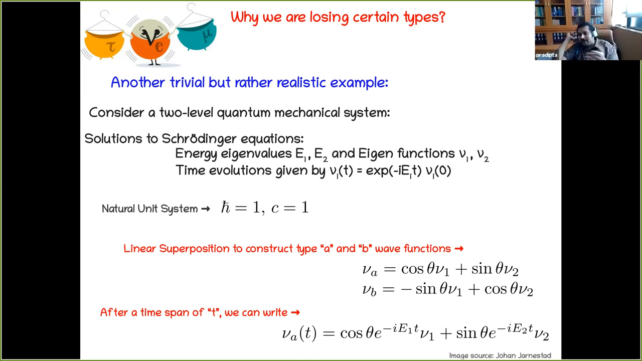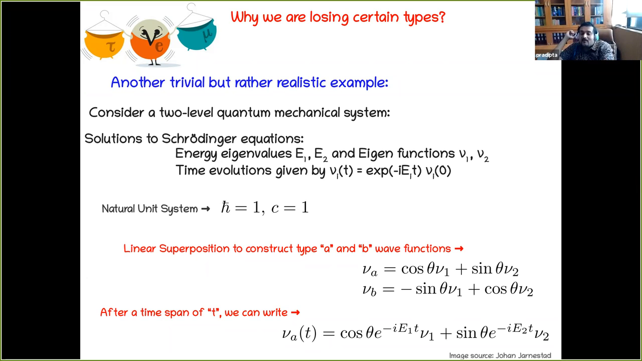This is how you have studied the relation between i cap, j cap, if you rotate them to x prime, y prime. But now, nu 1 and nu 2 have time evolution. Because nu A is a linear combination of nu 1 and nu 2, they will also have time evolution. And that is precisely how we can write down nu A at a later time t as cos theta, and then this Schrodinger factor e to the power minus i E1 t times nu 1, and also nu 2.